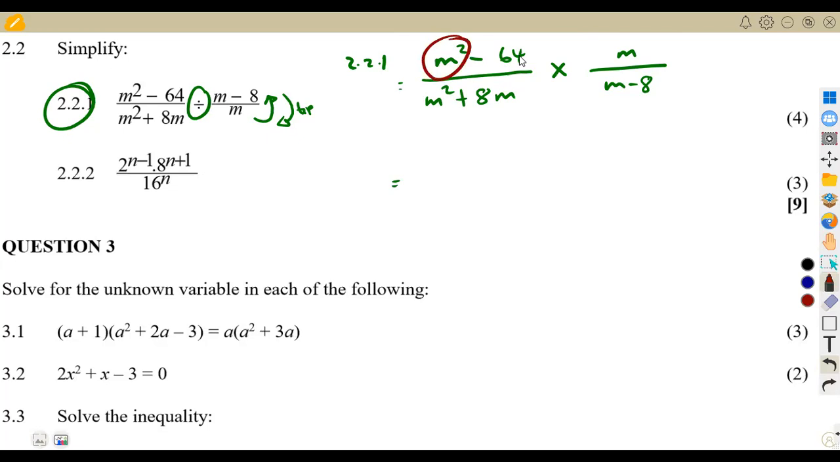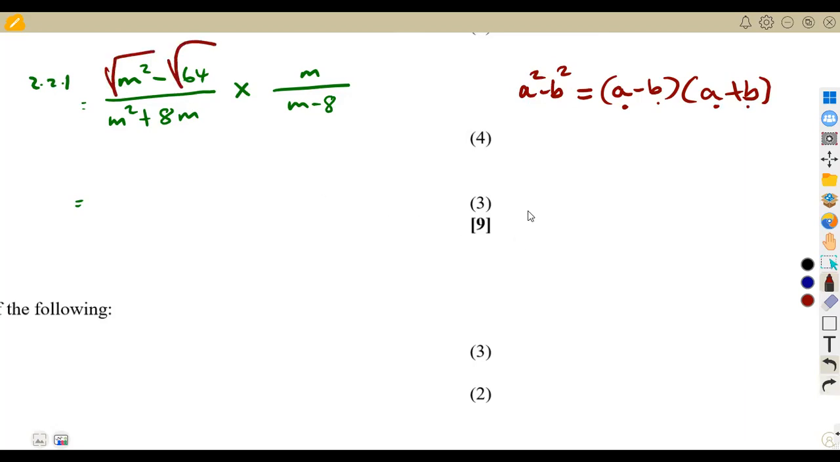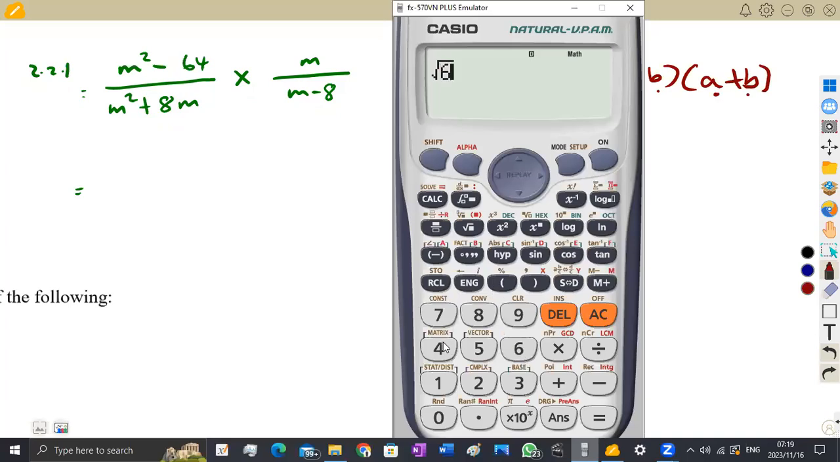Having m squared minus 64, we can see that this is a difference of two squares, taken from our perfect squares, a squared minus b squared. If they are perfect squares, we are going to obtain the bracket of a minus b into the bracket of a plus b, where these are the square roots of the terms that we have there. So the square root of m squared is m, the square root of 64 is 8. You can test on your calculator. You'll see that the square root of 64 gives you an 8. That is to test that it is truly a perfect square. So the square root of 64 gives us a whole number, which means we have a perfect square.